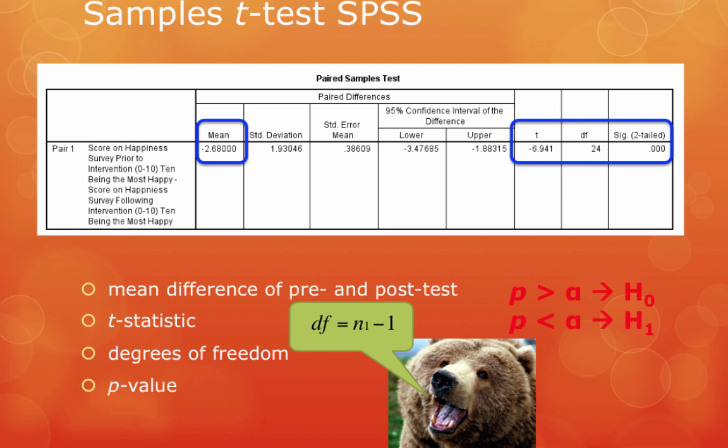So knowing this, we know that we're going to reject the null hypothesis and accept the alternative and say that yes, there is a significant difference before and after the disco class, and that mean difference of 2.68 that we see here is significant.